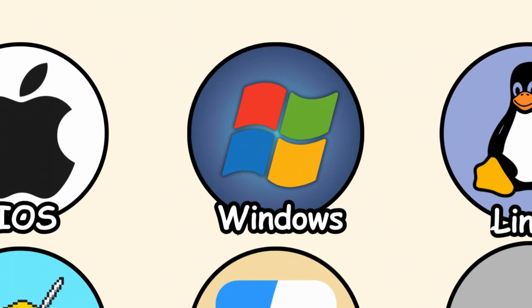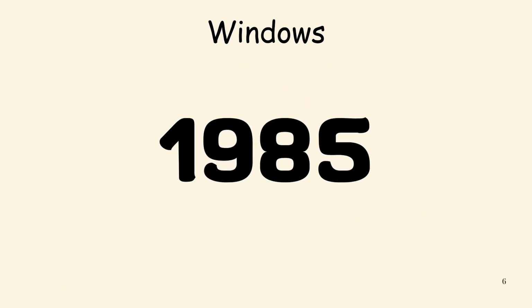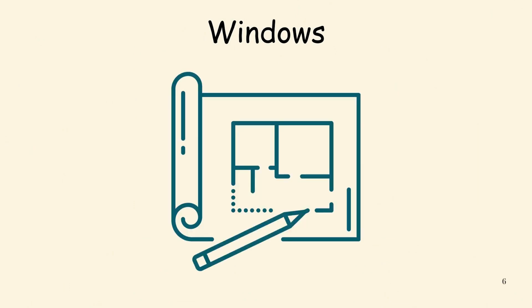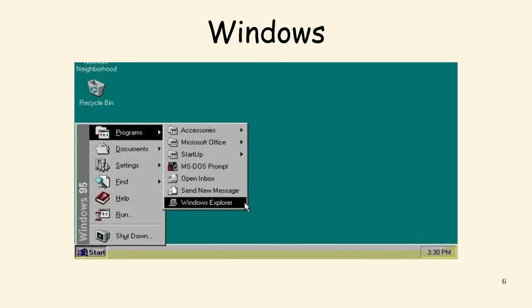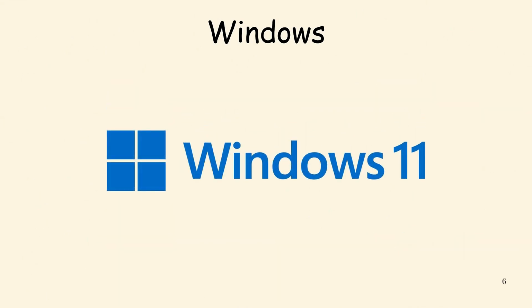Windows. Let's shift to Windows, Microsoft's most widely used system worldwide. It started way back in 1985 as Windows 1.0, a simple graphical shell on top of MS-DOS. Picture a fresh, minimal house: one room, a few buttons, and very basic style. Through the years, we got Windows 95, XP, 7, 10, and now Windows 11.